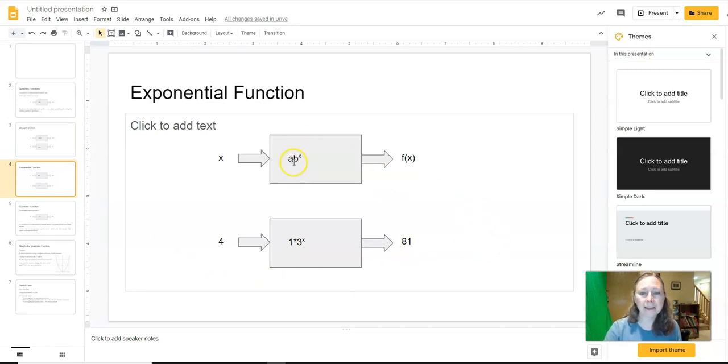In an exponential function, its function rule looks like this. Some number a times b to the x power. So our function was 1 times 3 to the x power. You plug in an input, you multiply 3 by itself that many times, and that's how you get the output. And in an exponential function, the graph looks like a hockey stick, where it grows really slowly at first, and then it explodes very quickly.